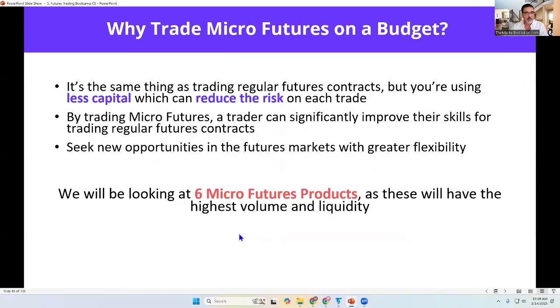So I trade the micros on a budget. I think we're running a little long. Why don't we save this section? I'll bring trading futures on a budget in a little bit later. Does that sound okay to y'all? Okay. We'll elaborate on that, and we'll use that next week when we do a little follow-up on this.